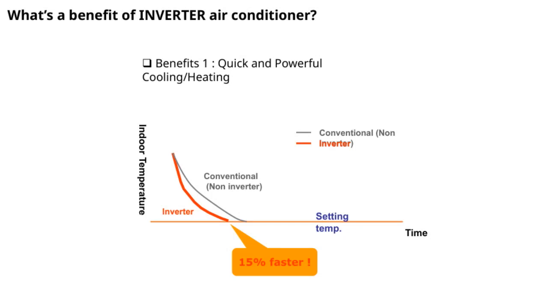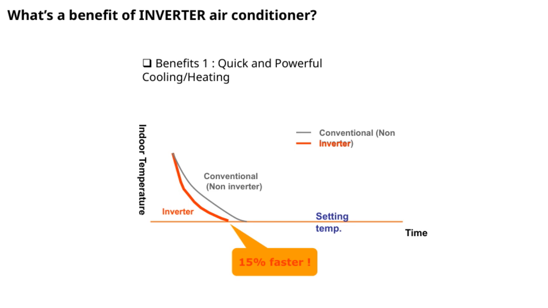So, one of the key benefits of an inverter air conditioner is its ability to deliver quick and powerful cooling or heating. When we look at indoor temperature regulation, inverter units are designed to respond faster compared to conventional non-inverter models. For example, with an inverter system, the cooling or heating process is about 15% faster. That means you'll feel comfortable much sooner after turning it on. Unlike traditional units that might take longer to reach the desired temperature, inverter air conditioners adjust their compressor speed continuously.